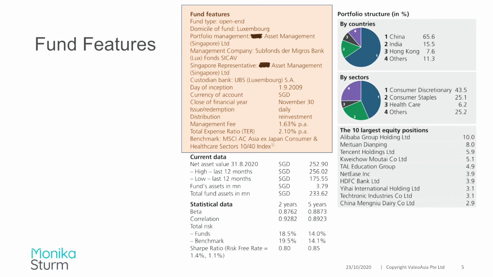And currency of account gives you the currency in which the fund is denominated. So you can buy and sell the fund in Singapore dollar in this case, even if the investments the fund holds are in Chinese yuan, in Hong Kong dollar, or in Korean won, or in any other Asian currency.